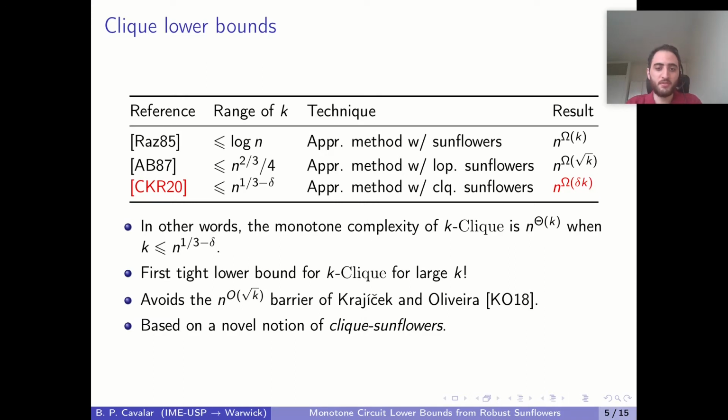So it was the first tight lower bound for k-clique when k is large, and our work avoids the n to the big O of square root of k barrier of Krajíček and Oliveira. They showed that if one wants to prove a tight lower bound for k-clique, you would have to either avoid the approximation method altogether, or consider a different pair of distributions. We're able to use the approximation method, but with a different pair of distributions, and we were able to do that by introducing another notion of clique sunflowers, which we'll review later.